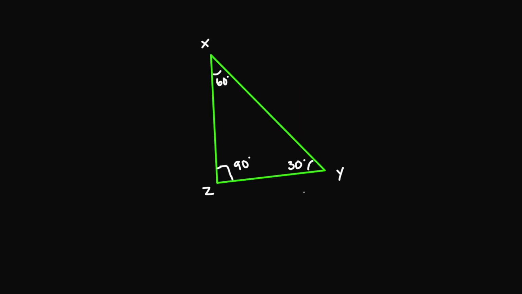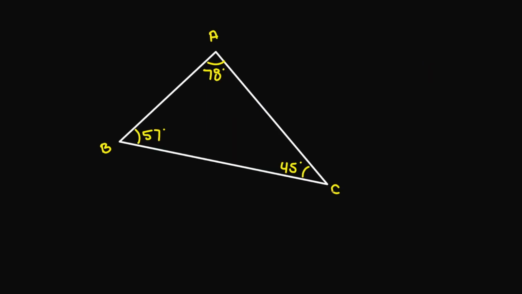Let's look at this example here. In this example, I have one right angle. So in this example, my triangle is going to be a right triangle. So triangle XYZ is going to be right. Let's look at this example. I have 78 degrees, 57 degrees, and then 45 degrees. By looking at this example here, since all of my angles are less than 90 degrees, then I know that this triangle is an acute triangle.